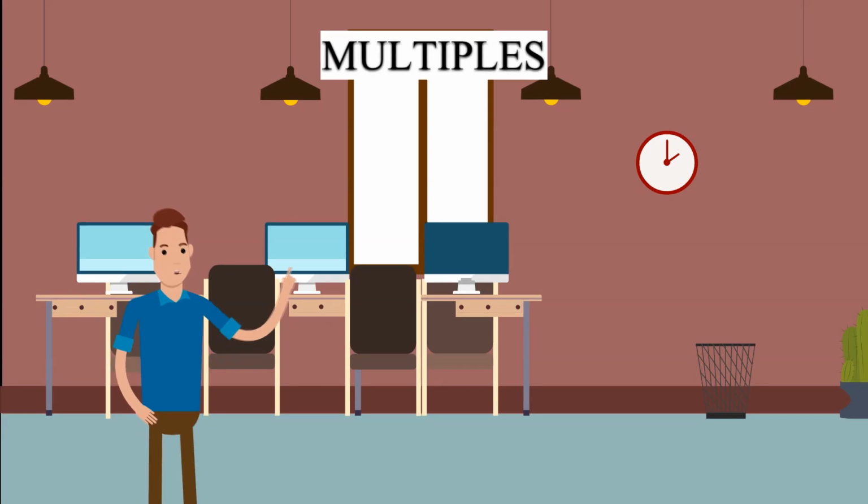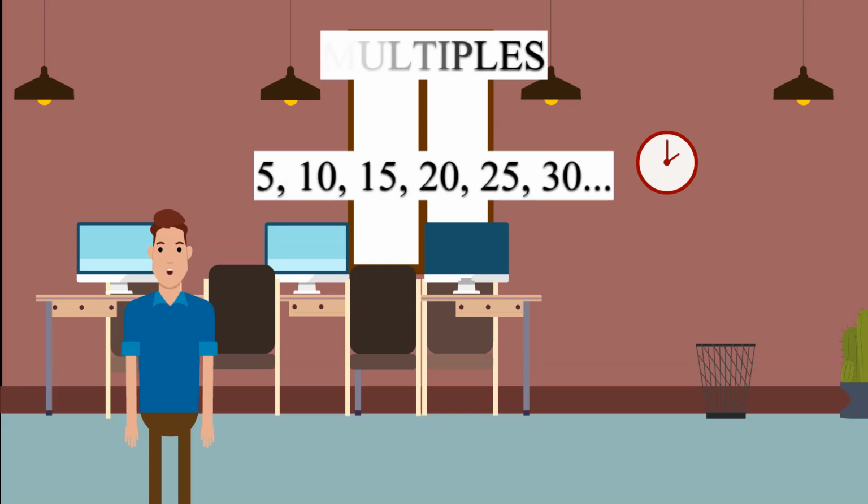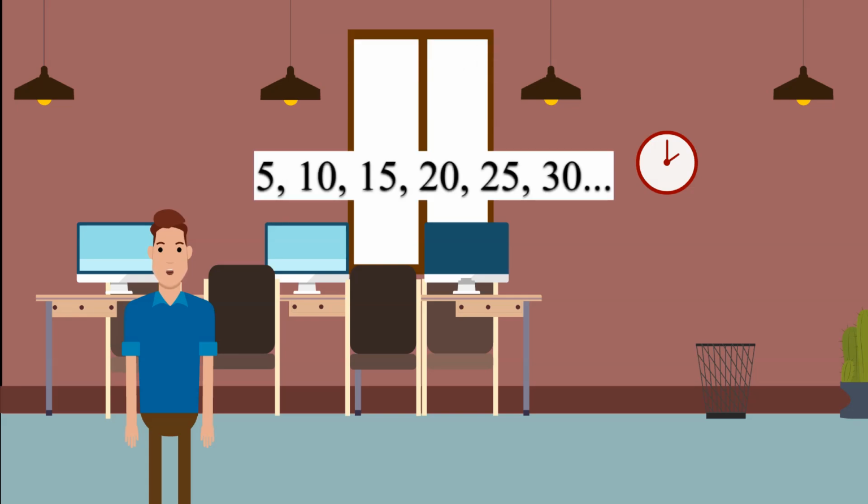A multiple is the result of multiplying a number by whole numbers. Let's look at the multiples of 5. 5 times 1 equals 5. 5 times 2 equals 10. 5 times 3 equals 15. And so on. Unlike factors, multiples can continue forever.